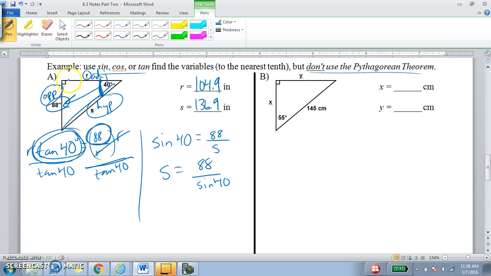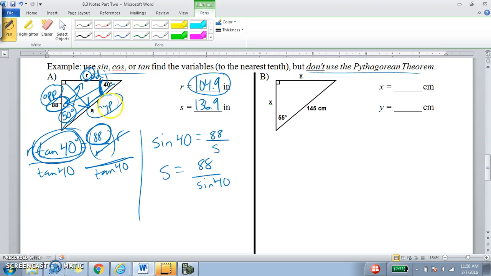A quick way to check to make sure you're doing these correctly: I know that this is a 40-degree angle, this is a 90-degree angle, that makes this a 50-degree angle. So across from the smallest angle, which would be 40 degrees in this triangle, should be the smallest side. So 88 is indeed smaller than the side across from the 50, which was R, which we found to be 104. And then the longest side should be the hypotenuse. S is the longest side out of the three of these. So we know we're somewhat on the right track at least. If those don't match up, then you know you did something wrong.